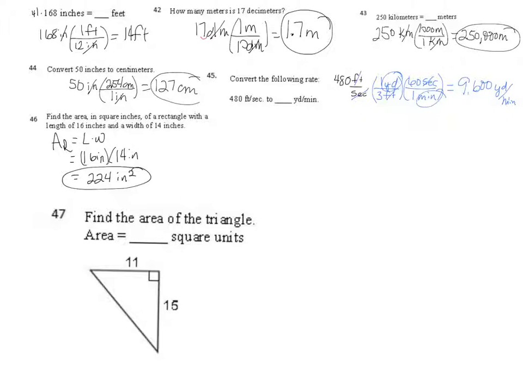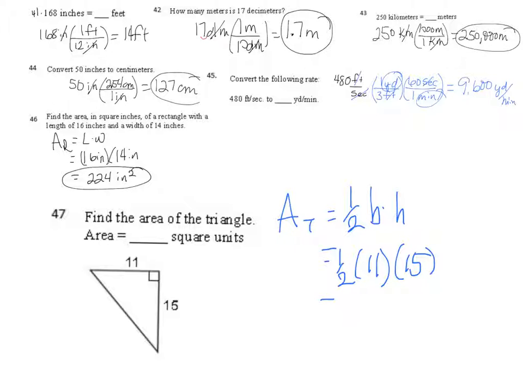You are also expected to know the formula for the area of a triangle. It's 1/2 base times height. So all I have to do is take 1/2 times 11 times 15, type it in my calculator, and I get 82.5, and they just said squared units.